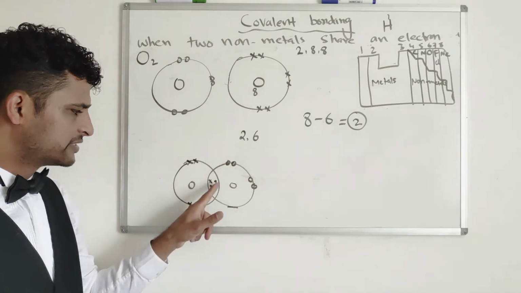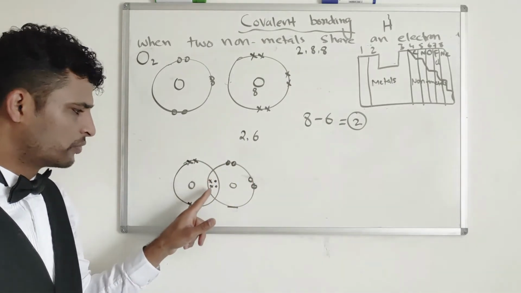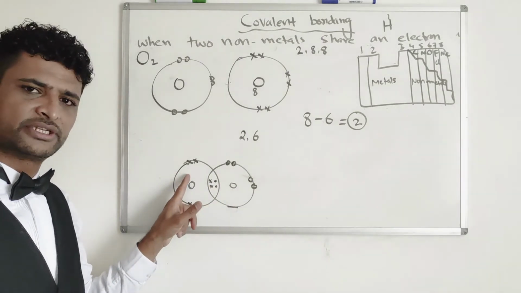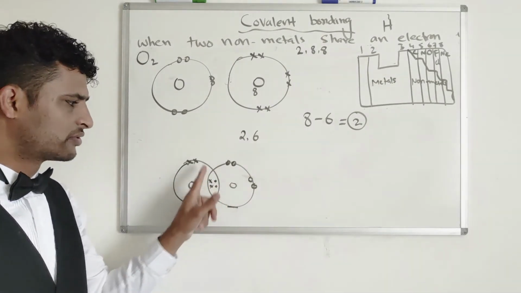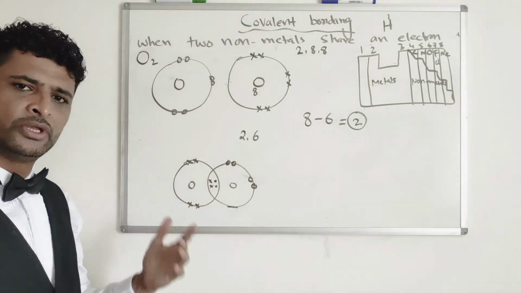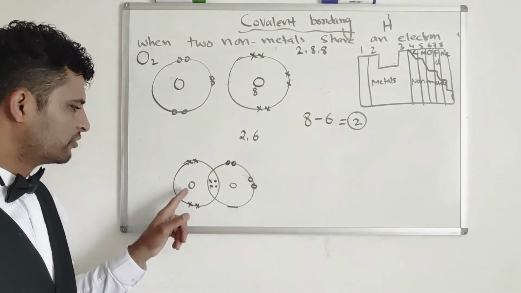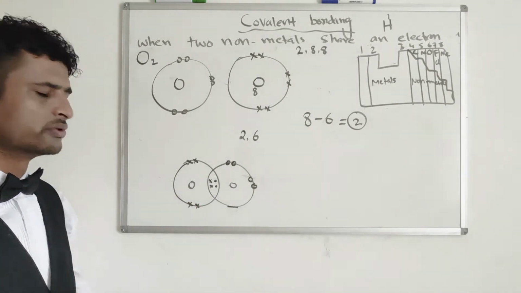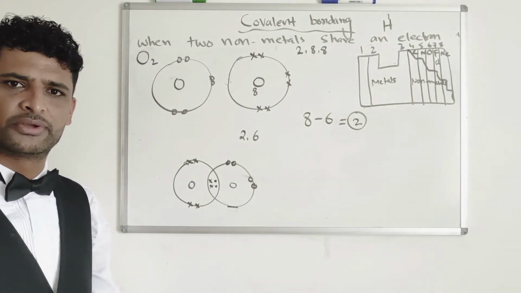2, 4, 6, 8. So these 4 electrons will be counted for this oxygen, and they are also counted for this oxygen as well. When you count the electrons for this oxygen, 2, 4, 6, 8. So now it is stable. Then you got this one, 2, 4, 6, 8. This is stable, and that's how the oxygen molecule looks.